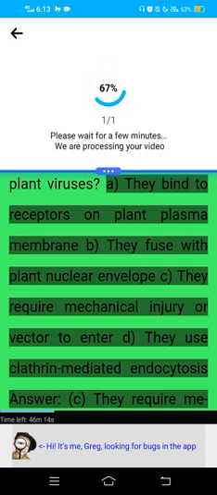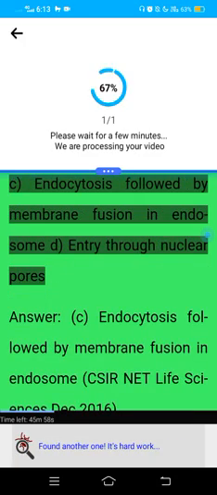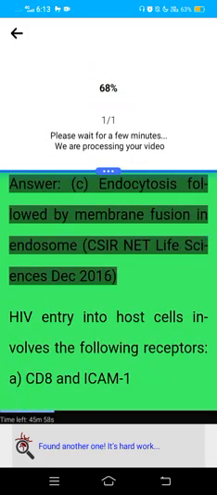CSIR NET Life Sciences, June 2018. Animal viruses such as influenza enter host cells via: A. Direct pore formation on plasma membrane. B. Flagellar motility. C. Endocytosis followed by membrane fusion in endosome. D. Entry through nuclear pores. Answer: C. Endocytosis followed by membrane fusion in endosome.